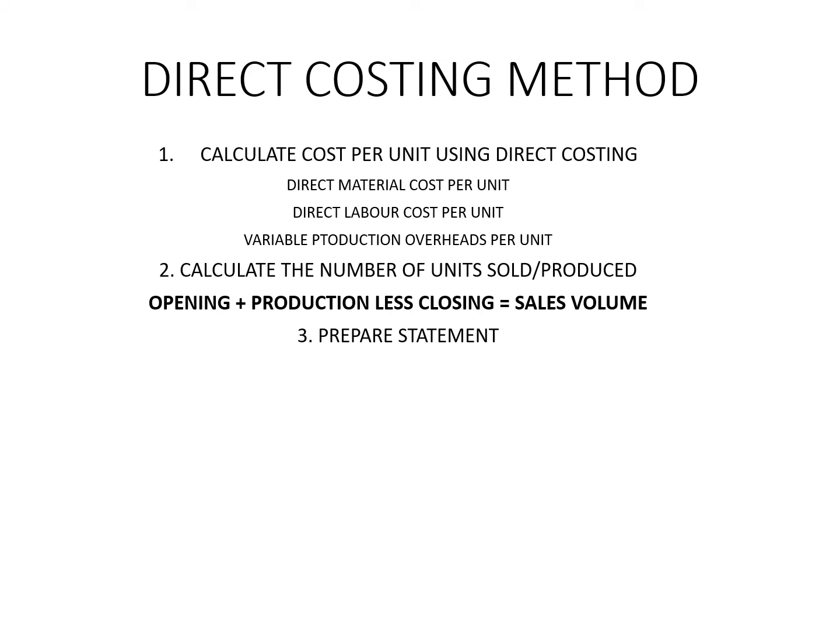Therefore, these will be the requirements. Number one, when you are using direct costing, you will have to calculate cost per unit using the direct costing method, where you will consider three costs which are variable: your direct material, your direct labor, and your variable production overheads per unit. Once you have your cost per unit, then you will have to calculate the number of units sold or produced before you can prepare an income statement.